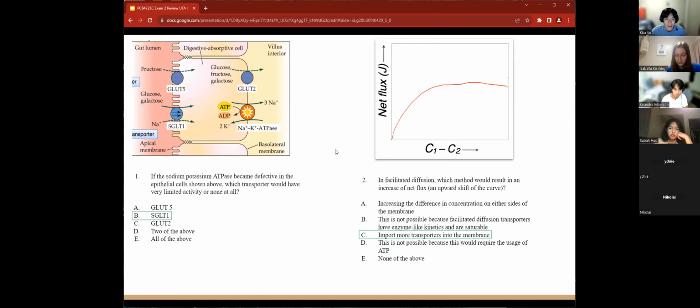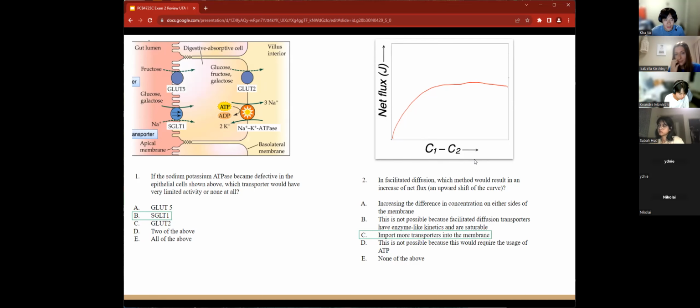It is C. Even though I said that facilitated diffusion is saturable, you can shift this curve upwards. All you would have to do is import more transporters into the membrane. So that is correct. Let's look at A. Increasing the concentration difference would not increase the net flux because remember, all the bus seats we're taking, all the enzyme active sites are already saturated. B, this is not possible. Well, like we just talked about, you can shift this curve simply by importing more transporters. And then D is also wrong.